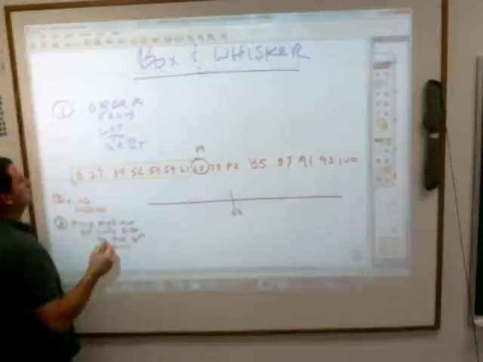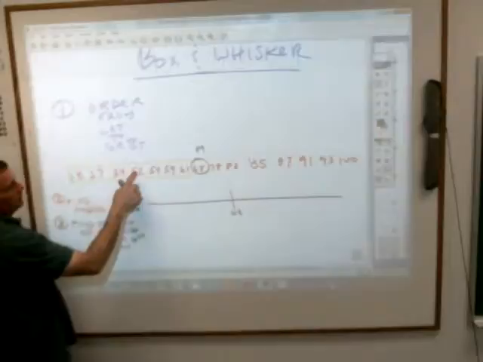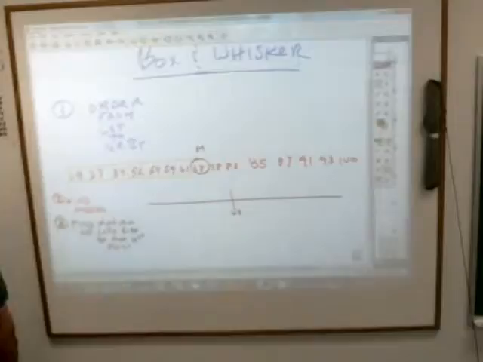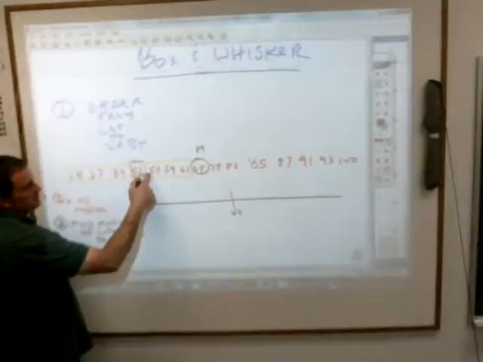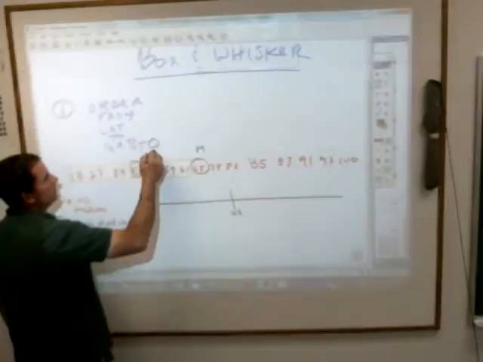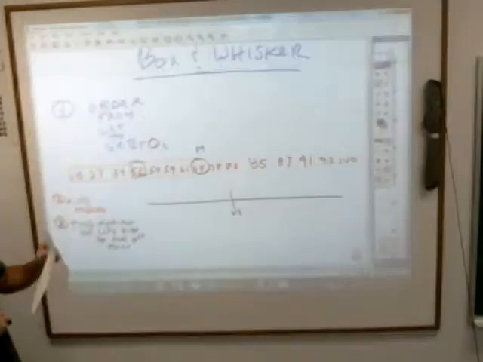In which case there's 1, 2, 3, 4, 5, 6, 7 numbers. The middle of 7 is the 4th: 1, 2, 3, 4. Again, this is the middle because there's 3 numbers on this side and 3 numbers on that side. So 52 is the first quartile, or what they call here, the lower quartile. Okay?